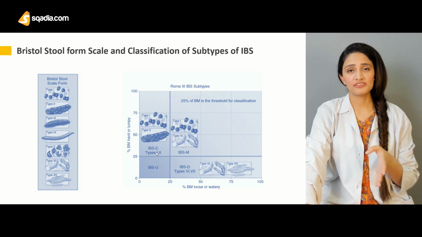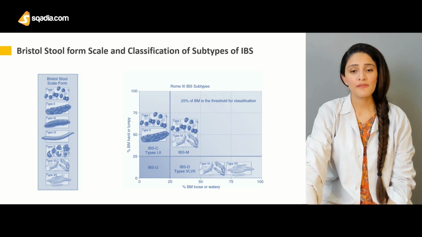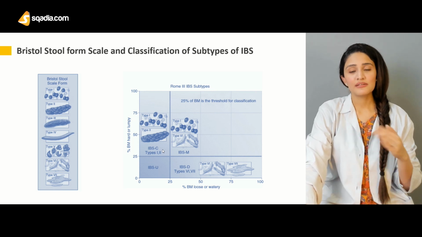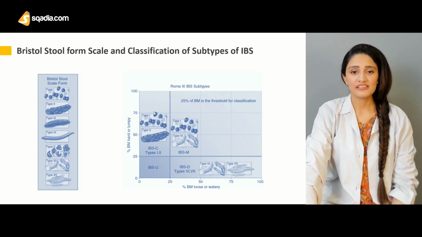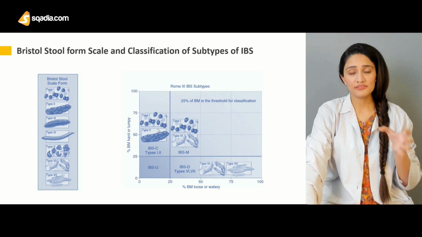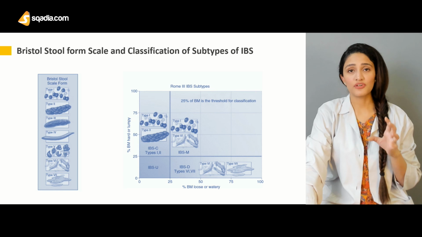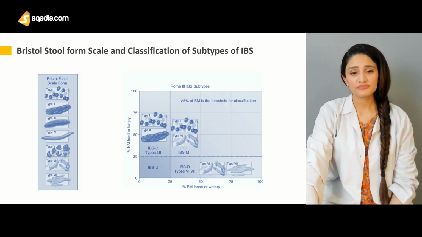If we talk about the first type, which is the IBS constipated type, IBS-C is known as irritable bowel syndrome for the constipated type. Like I mentioned before, types 1 and 2 come under this category. As you can see, type 1 could be the pebble form, and type 2 could be pebble form but slightly united. So this is the form of constipated stool.